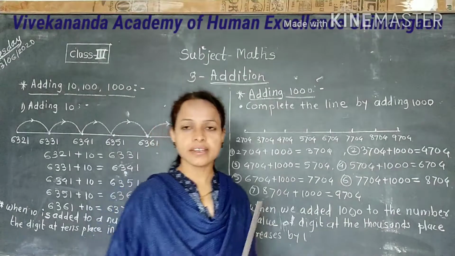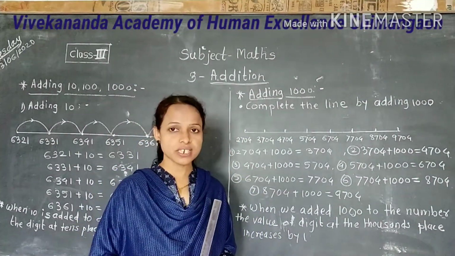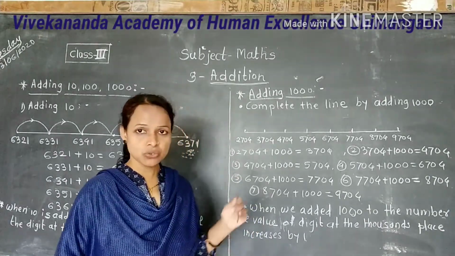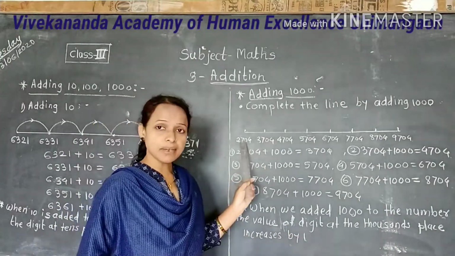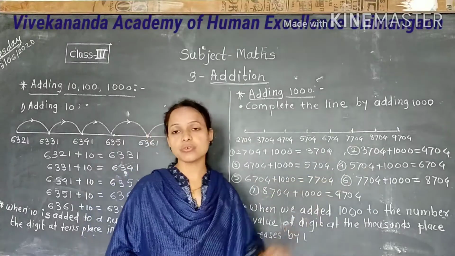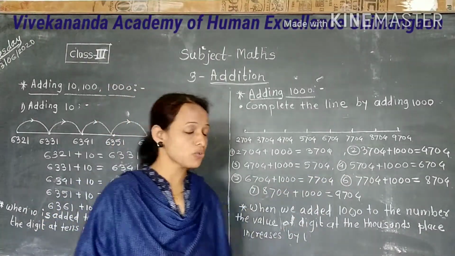Understood? Next, adding 1000. So the next question is: complete the number line by adding 1000. Here also we have to follow the same procedure. In the number line only one number is given, 2704, and you have to complete the number line. Okay, so we will see how.